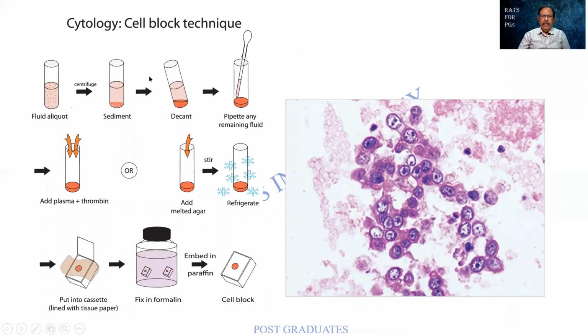How do you prepare the cell block now? Now that we have finished with the cytospin, what is the cell block? You can use any of the tubes. It can be a conical tube that is preferred. And there is a fluid. In fact, you can use a diluting fluid also, and there is a centrifugation.